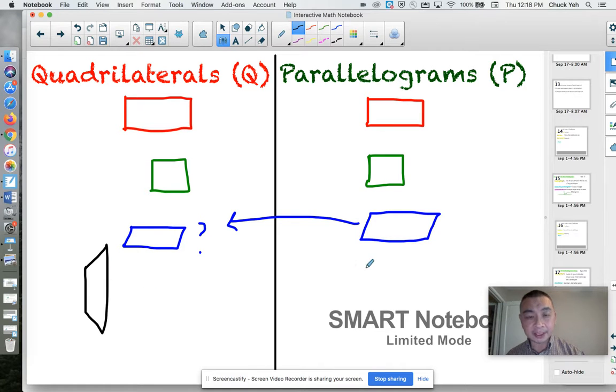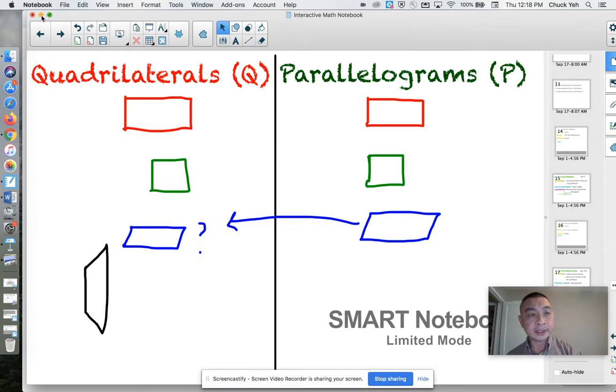But is it a parallelogram? No, because these sides will meet eventually. All right. So that's what we did there. The difference between a quadrilateral and a parallelogram is that with a parallelogram, the sides would never meet. Quadrilaterals, it can.